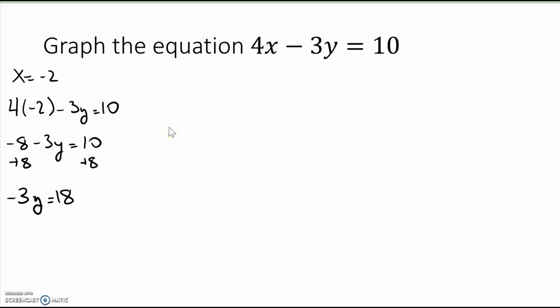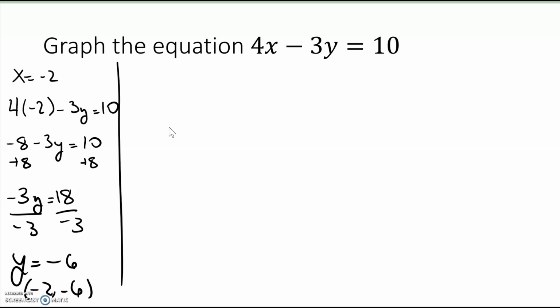Okay, so then I want y all by itself, like I said. And so what I have to do is divide both sides by that -3. So that gives me y is equal to, okay, a positive divided by a negative, that's going to be a negative. 18 divided by 3, that's going to be 6. So the ordered pair that I have here is (-2, -6).